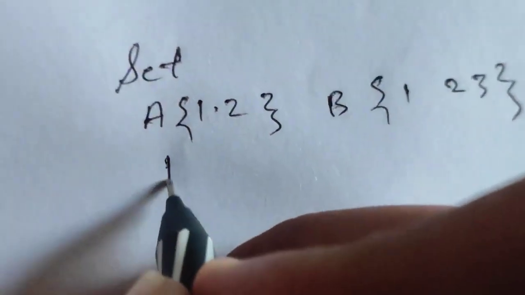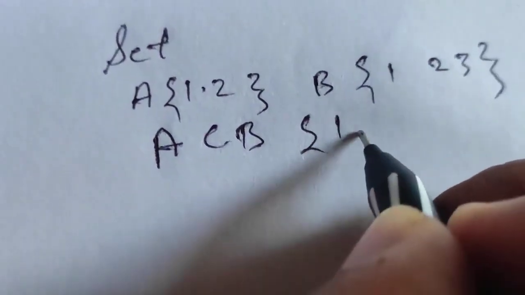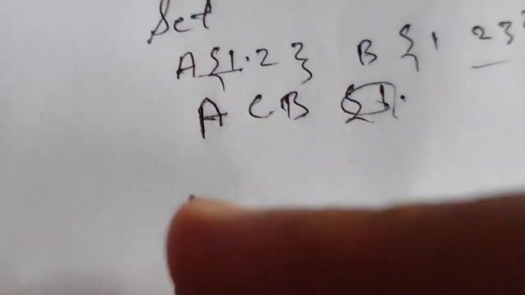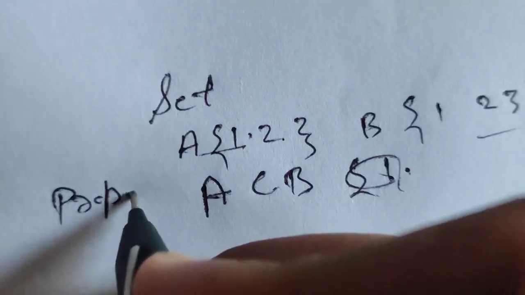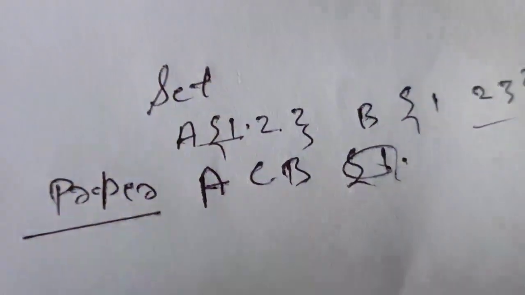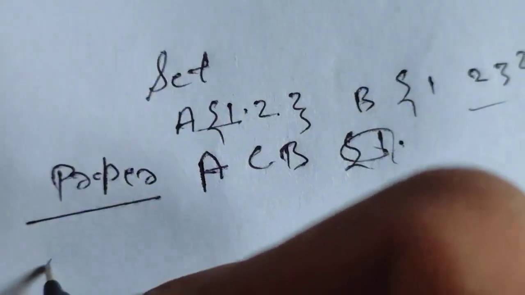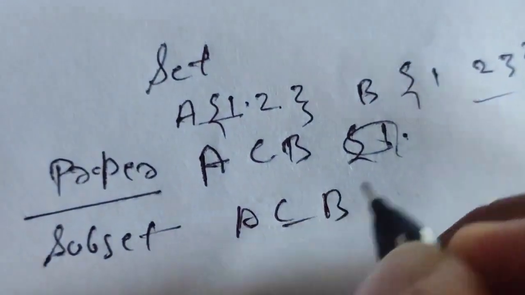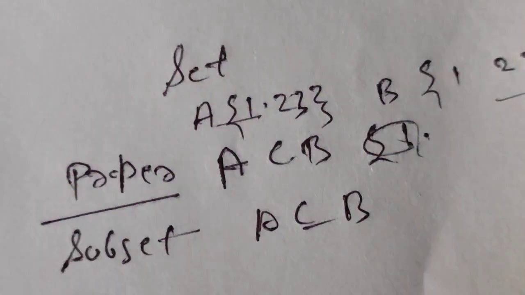So we talked about if A is a set with elements 1 and 2, and B is 1, 2, 3. This is a proper subset: A is a proper subset of B because 1 and 2 are in B. Proper subset means the subset is only a part of it. And when we talk about a subset, it generally means all the values in A are also in B.